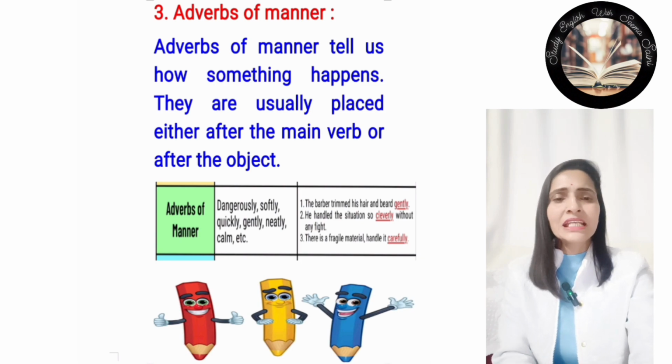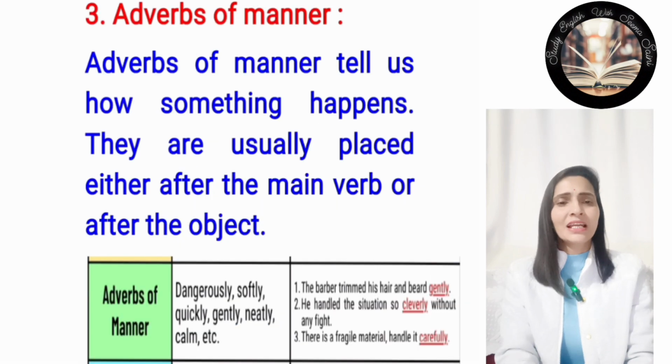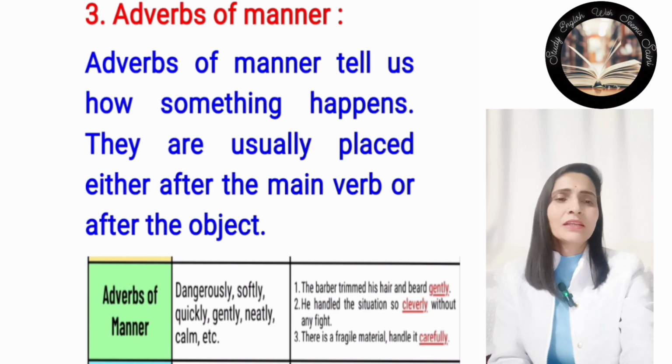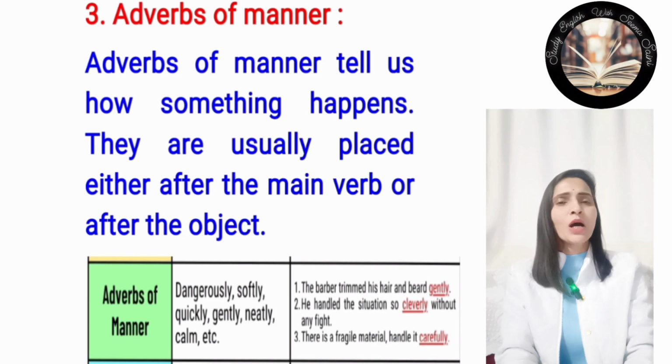Okay, so let's take some example. The barber trimmed his hair and beard gently. Okay, so barber is, what is barber here? Noun. Okay, and trimmed is verb here. Okay, so gently is an adverb. Okay, he handled the situation so clearly without any fight.